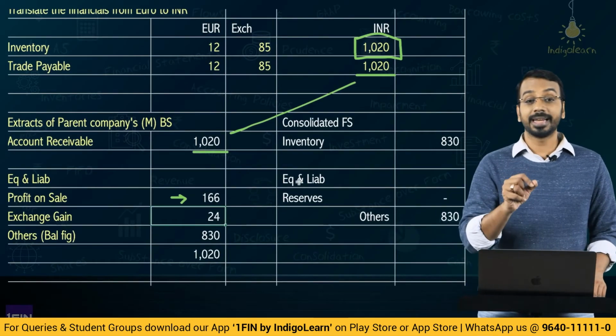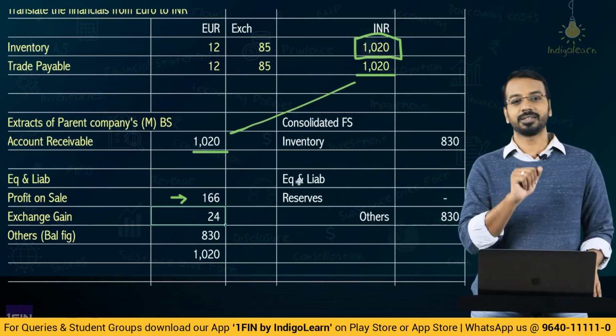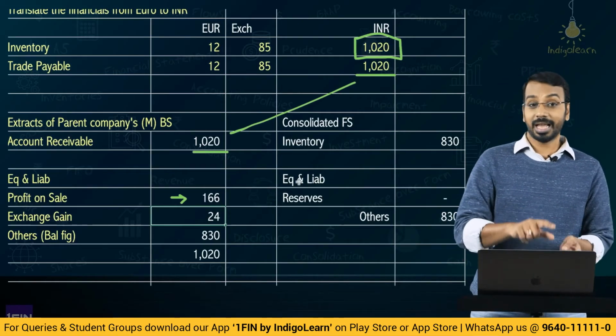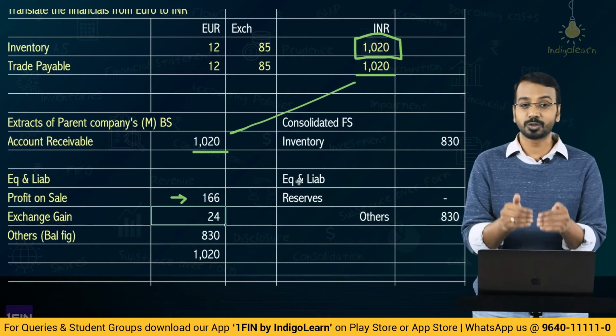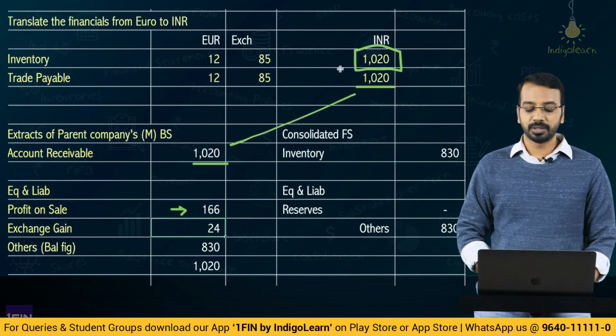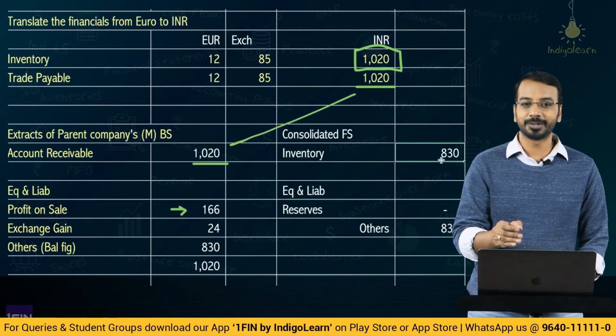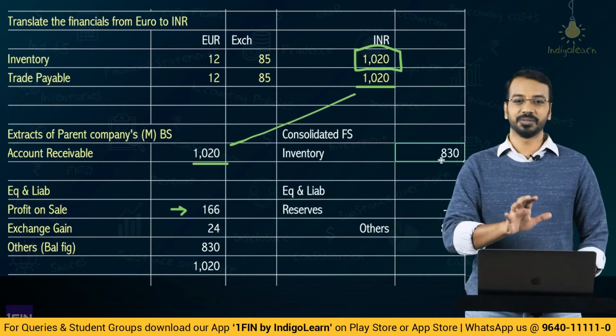See, if it was a monetary item, the gain on that can be recognized and that will be shown in consolidated financial statements as well. But as far as inventory is concerned, because it has to be shown at cost, you will be showing it at cost, and the difference between this 1020 and 830 will be eliminated from the consolidated reserves.